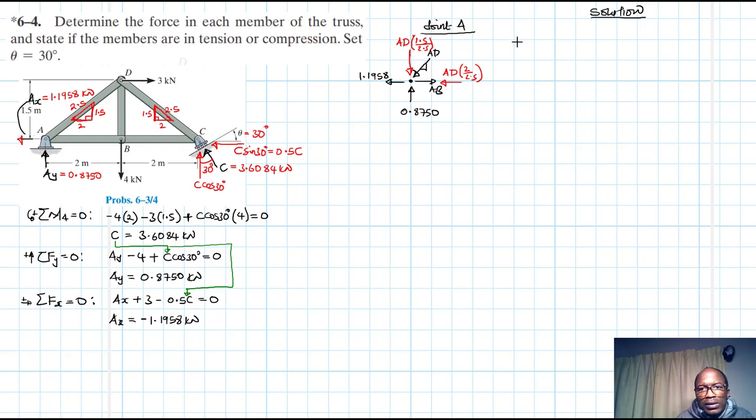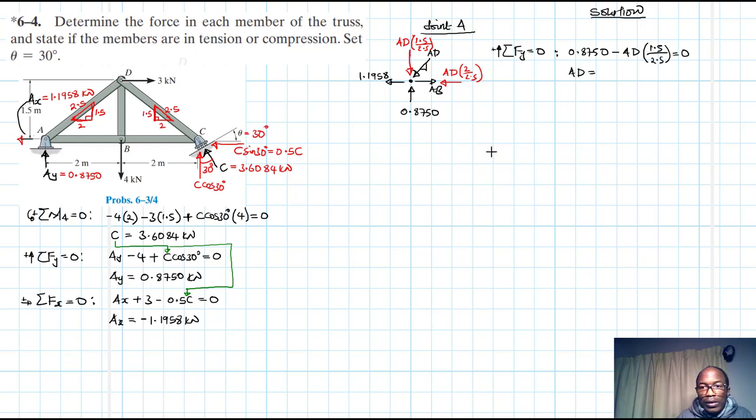Great. So we have everything. Let's apply the equations of equilibrium. Let's start with y. So summation of forces in the y equal to 0. What do we have? We have 0.8750 minus AD by 1.5 divided by 2.5 equal to 0. Therefore, AD is just going to be equal to, grab your calculator, 0.8750 divided by 1.5 divided by 2.5.